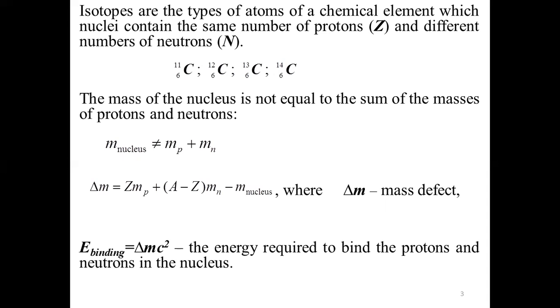When we consider the mass of a nucleus, we should remember that it is not equal to the sum of masses of protons and neutrons. In fact, if we take the total mass of nucleons and find the difference between this total mass and the mass of the nucleus, we obtain a certain non-zero value, delta M, which we call mass defect. This mass defect is related to the binding energy, which we find according to this formula. This is the energy required to bind the protons and neutrons in the nucleus.